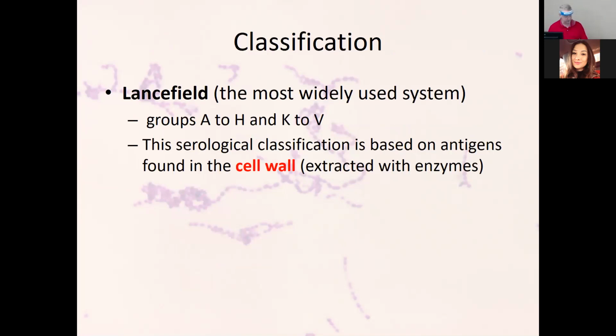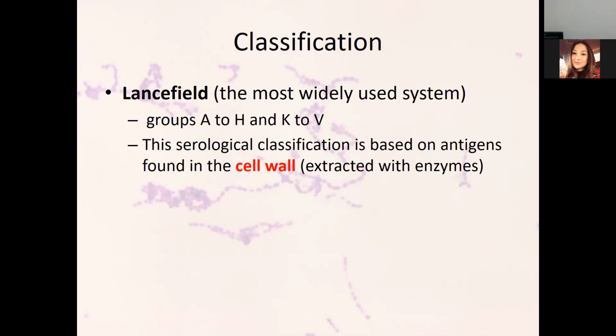Classification. This is getting deeper into something new. I don't know if you've ever heard of Lancefield groups, have you? Did Intro Micro go over Lancefield groups with strep at all? No? Yep. Okay. So we have Lancefield groups A to H and K to V. Okay, so we have a weird breakout there. But it's a widely used system to identify the different streps. Okay, so we'll have group A strep, we'll have group B strep, we have group D strep. That's about the three that we play with.